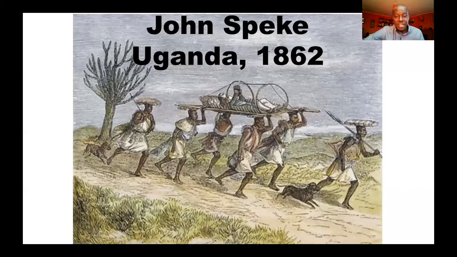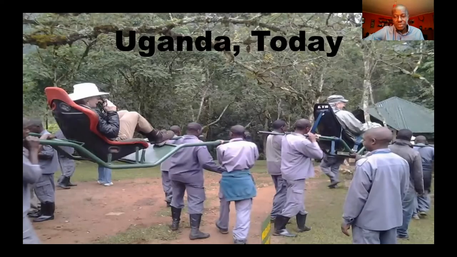It's something from the days of explorers. We had explorers like John Speke, who is credited with the quote-unquote discovering of various features in Uganda and other places in the 19th century, while being carried on the backs or on the shoulders of some local people. If you come to Uganda today, you still see tourists going to view gorillas being carried on the shoulders of some local people, some local employees.